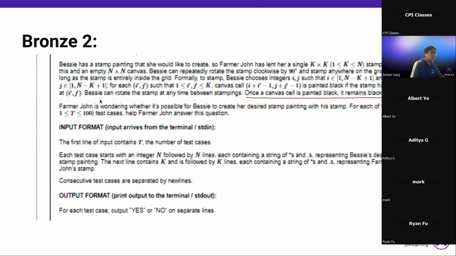Okay, so first let's debrief the problem. So essentially we're given an n by n grid of zeros. So let's just say n is equal to 3.